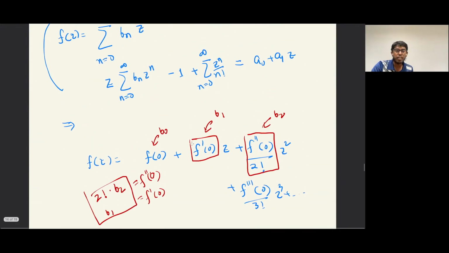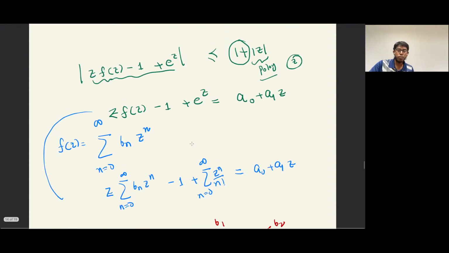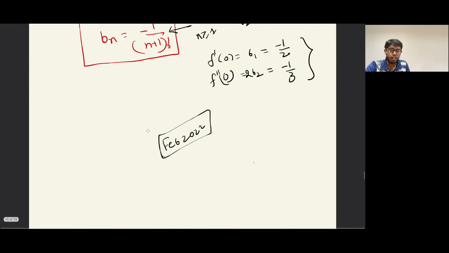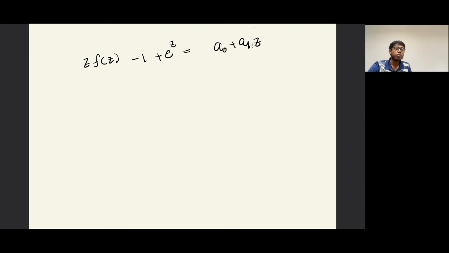Without the expansion, we don't know what f is. We have z f(z) minus 1 plus e to the z equals a0 plus a1 z. We don't know what f is, but of course we can take the derivative. We don't know what a0 and a1 are, but I guess we can find out the double derivative here.